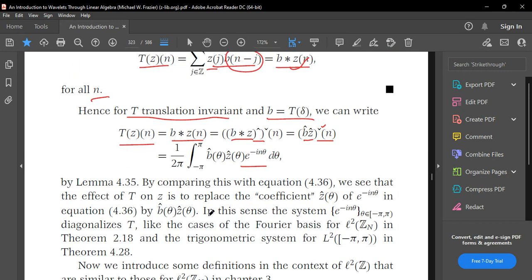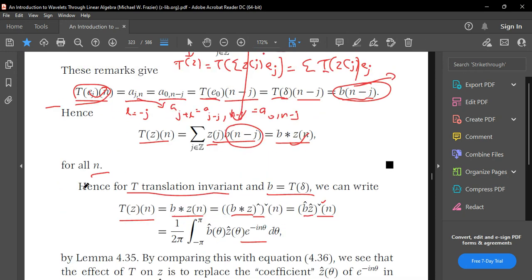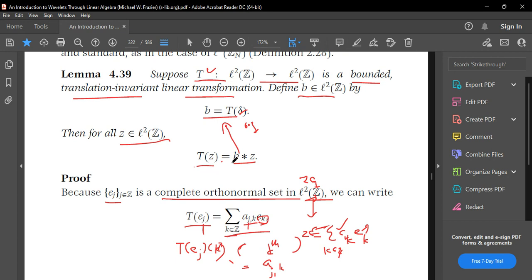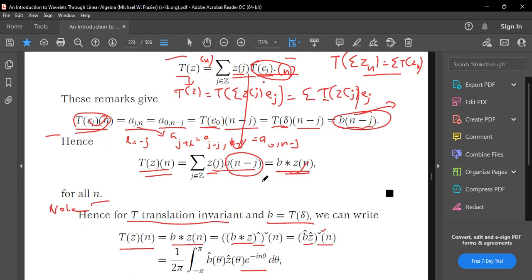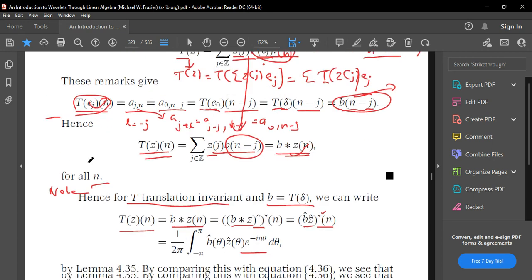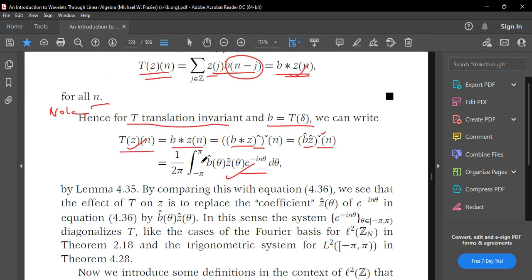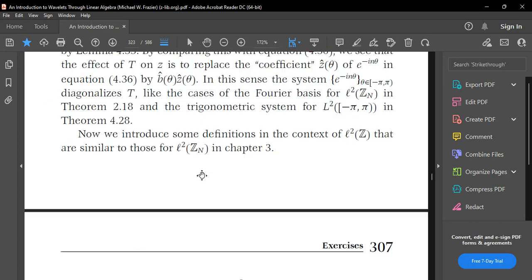Hence this can be written as a note. And this is the result we had to prove earlier: T of z of n is equal to b star z. Here we have proved T of z is equal to b star z, and this note you can also write as equal to this one, T of z of n.